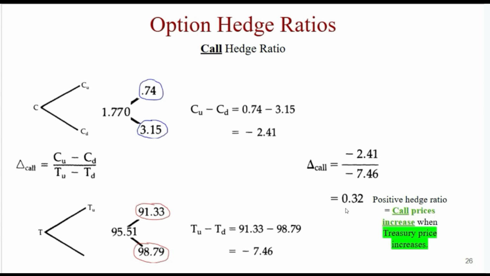The call hedge ratio is positive because call prices increase when the Treasury price also increases, so positive correlation.